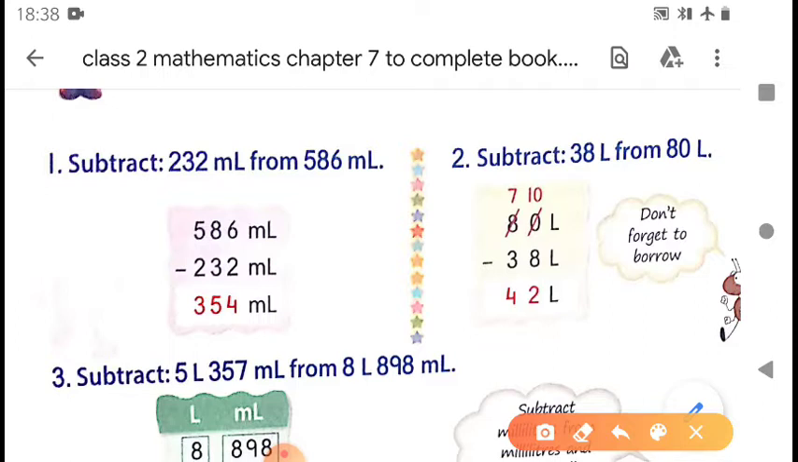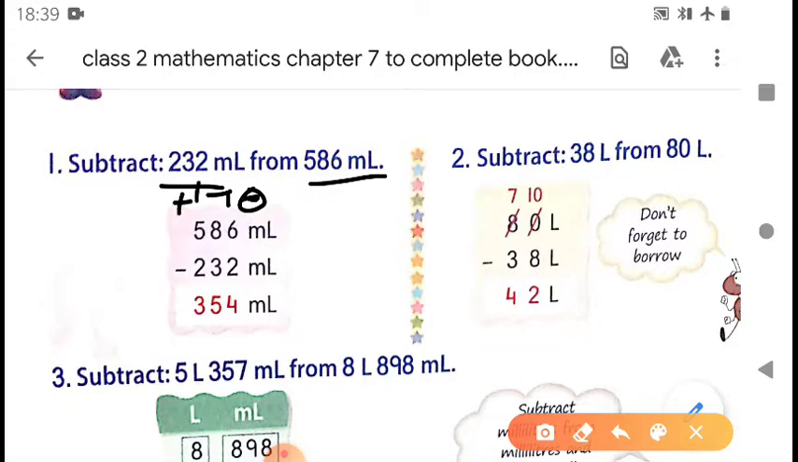ये नहीं आप सोचना कि 232 पहले लिखा है and 586 बाद में लिखा है तो हम 232 पहले लिखेंगे. No, because we cannot subtract a bigger quantity from a smaller quantity. So, from 586 milliliter means हमको 586 मिलीलीटर में से सब्ट्रैक्ट करना है. ओके, सो वी राइट द बिगर क्वांटिटी फर्स्ट एंड देन वी राइट द स्मॉलर क्वांटिटी एंड रेस्ट ऑफ द सब्ट्रैक्शन रिमेन्स द सेम. There are 3 places, ones, tens and hundreds.